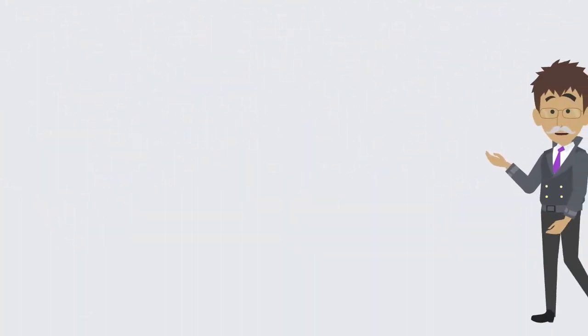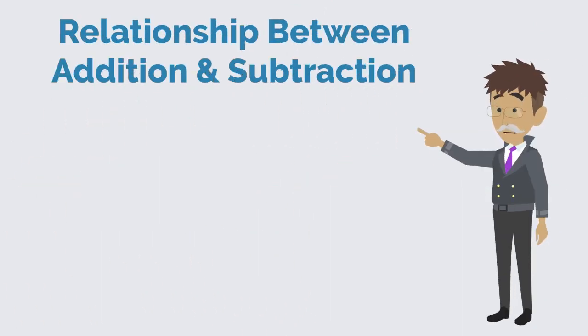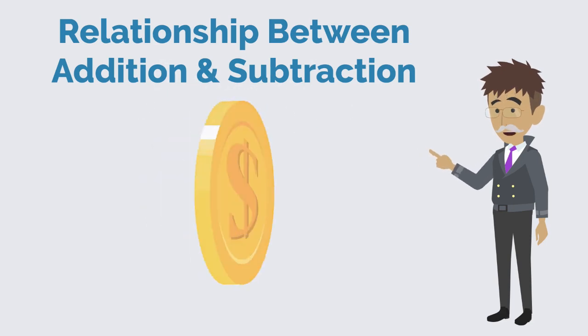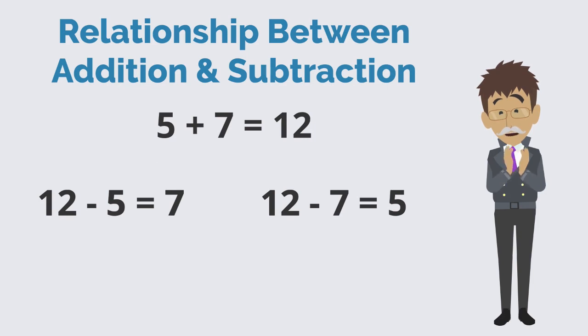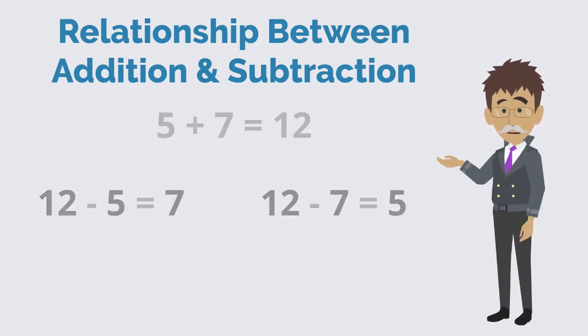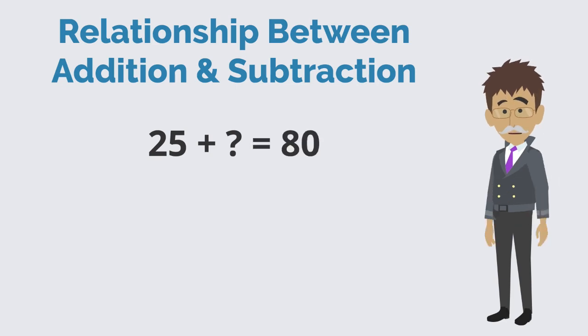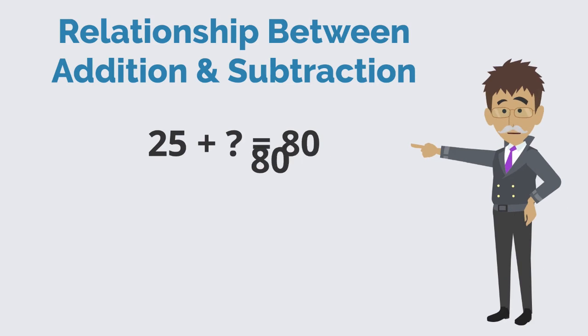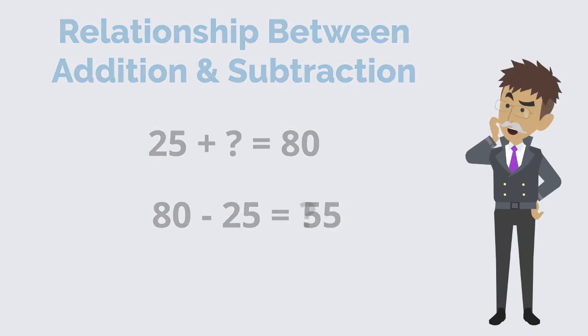Finally, let's talk about the relationship between addition and subtraction. Addition and subtraction are like two sides of the same coin. They are related and can help us find missing numbers or solve related problems. For example, if we know that 25 plus some number is 80, we can use subtraction to find the missing number. We can use 80 minus 25 equals the unknown number. The answer is 55. See if you can solve this problem.